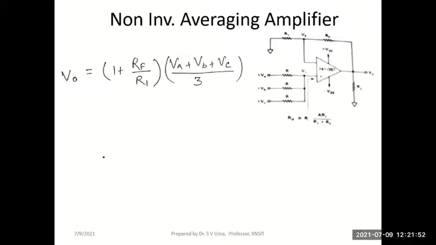Now I told you we have to see some variants of this. One simple variant which we can do is by making it work like an averaging amplifier. How do we make it work like an averaging amplifier? Yes? Can somebody tell me how this becomes an averaging circuit?